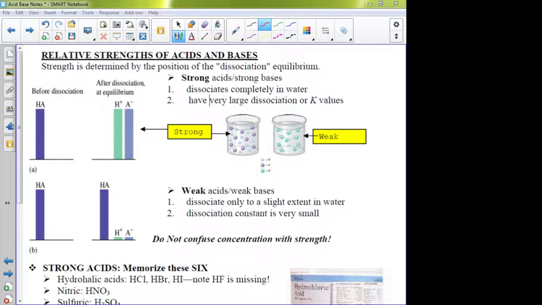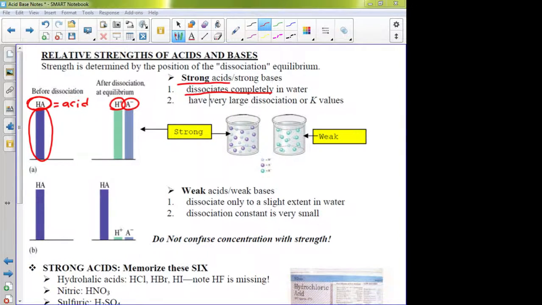So here we go. Relative strengths of acids and bases. Strong acids dissociate completely in water. Before the dissociation, this is my acid. The HA is just some random acid that I have in a container. I know it is a strong acid because once it dissociates, it dissociates into all of my H positive and my negative ion, completely split apart. Do you see I have the same concentration of hydrogen ions as I had of the original acid when I started? That's how I know that it is a strong acid.